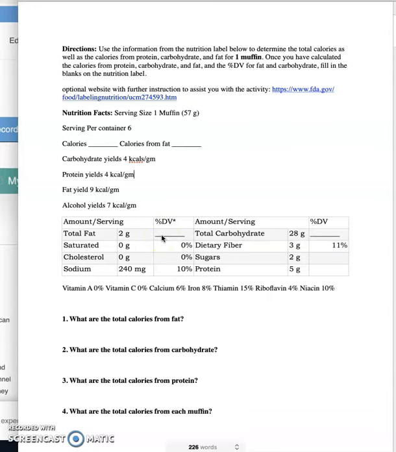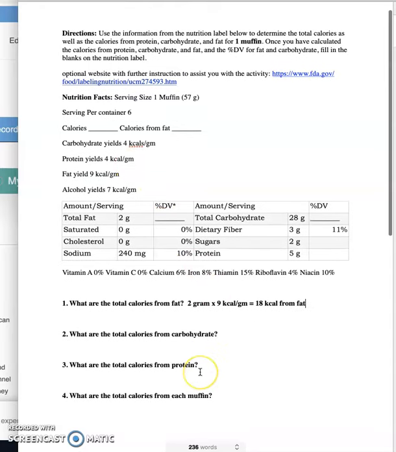From fat, what are the total calories from fat? We know how many grams of fat are in one muffin because we look on this nutrition facts, and it says serving size is one muffin. So this nutrition panel is for one muffin, and in each muffin there are 2 grams of fat. I'm going to do the first one for you, and you can continue on figuring out the next. If we have 2 grams of fat and we know that there are 9 calories per gram, we multiply 9 calories per gram of fat by 2 grams. We'll do some quick math, and that is 18 calories coming from fat. You're going to use those steps, using the numbers up here that I have given you, to complete the rest of those.